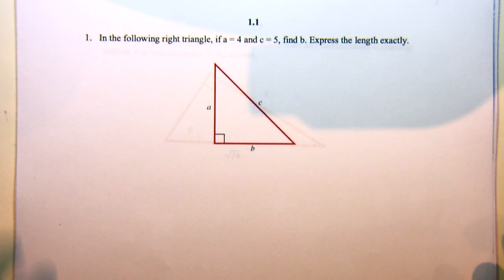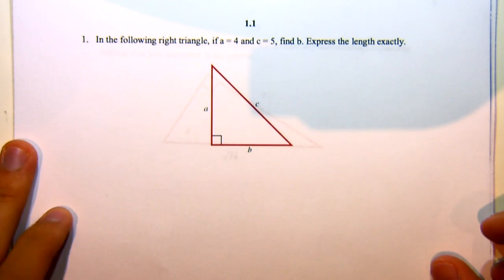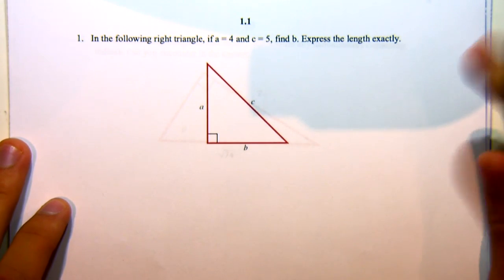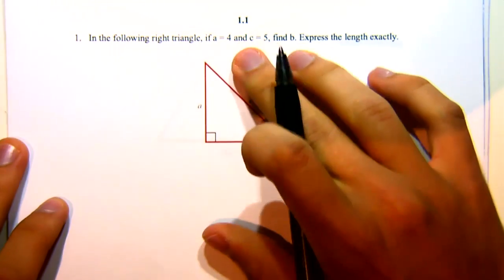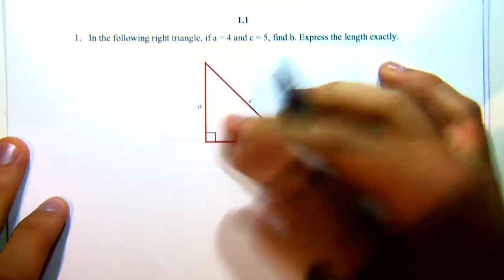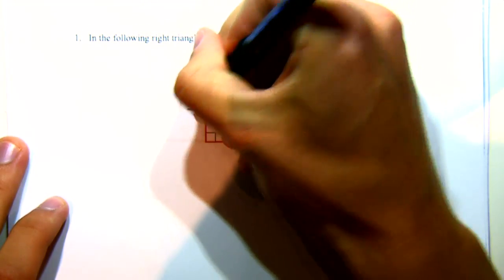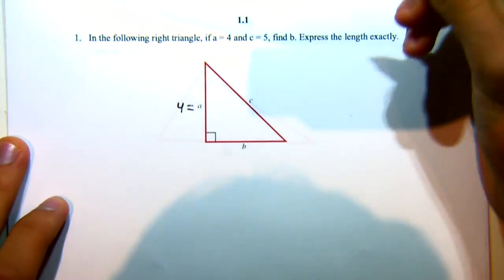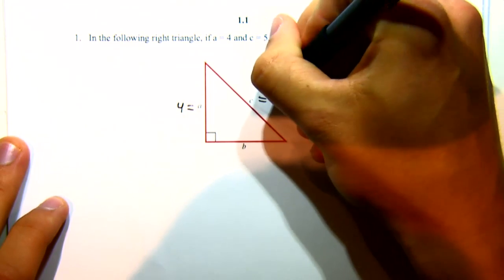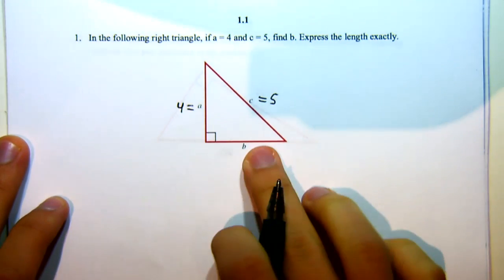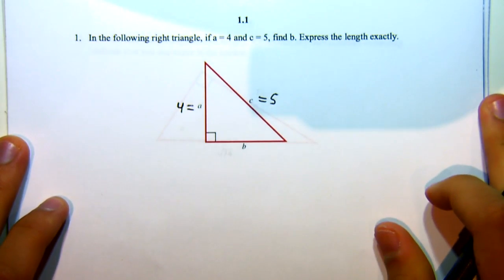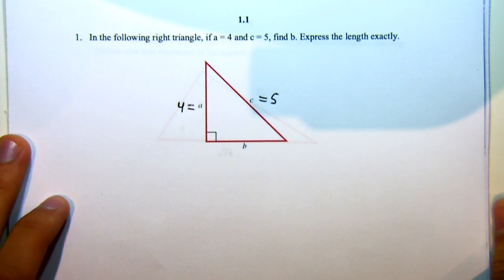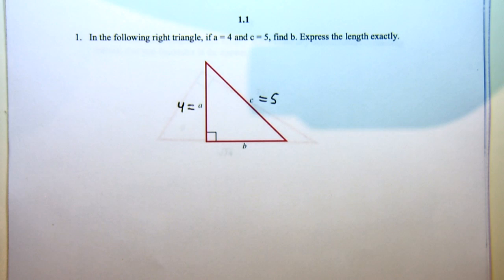So here's the first question. Starting out pretty simple here. This is just from section 1.1. We have a triangle here, A equals 4, and C equals 5. So we just need to find the length of B. Quite simply, what do we need to do here? What's the theorem we use here?